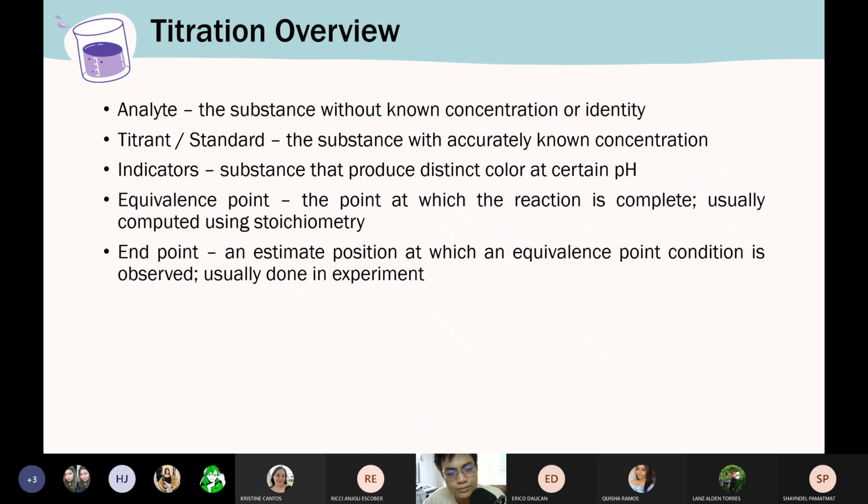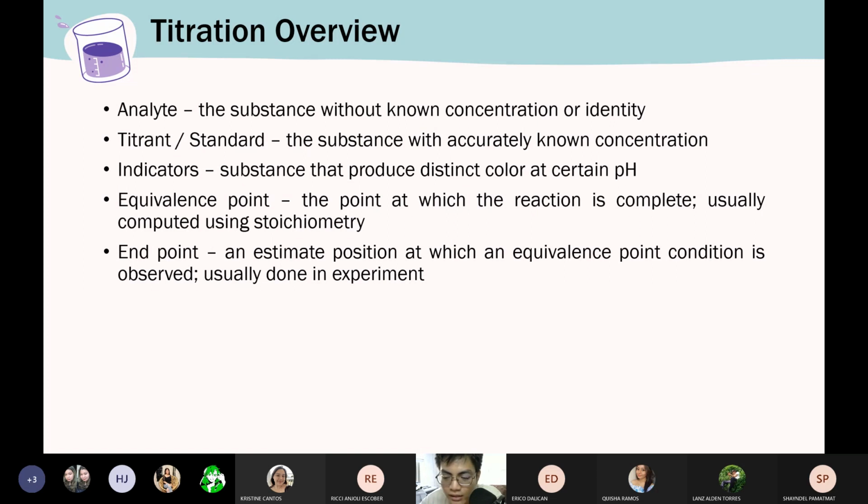Okay, and then let's have some overview lang muna with the keywords na kailangan isapuso. Of course, your analyte is the substance that you don't know. Yun yung ina-analyze mo. Kaya nga tawag sa kanya analyte, ina-analyze siya. Okay? Siya yung inaalam mo. And then the titrant is the substance with known concentration. Okay? So yung analyte, hindi mo alam yung concentration. Pwede rin hindi mo alam yung identity niya. Pero yung titrant, alam mo siya. Okay? So kilala mo siya and you know the concentration. And again, yung titrant and yung analyte pinaghahalo para magkaroon ng reaction.